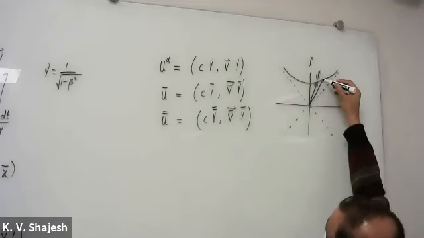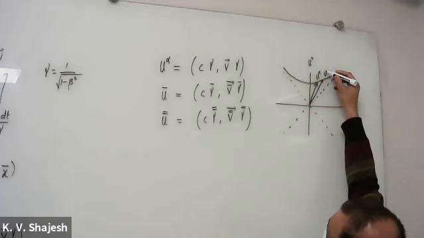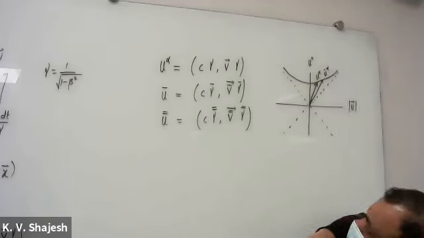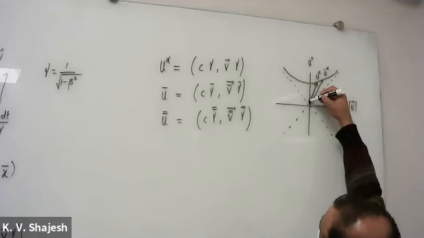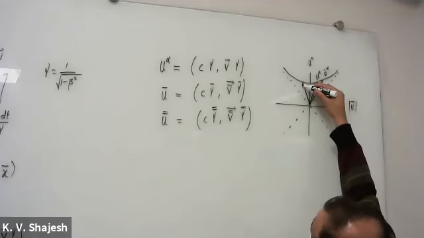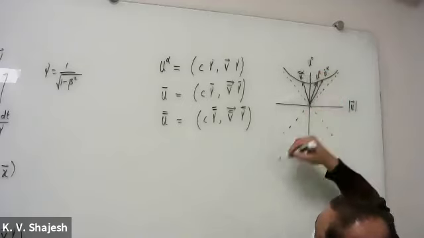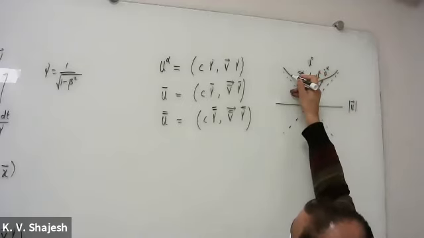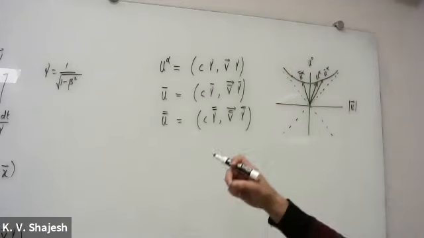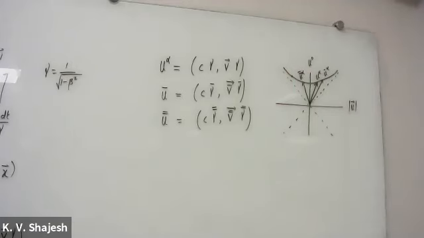And now this could be your u bar alpha. Somewhere else could be your u double bar alpha. It's another frame. And you can think of many such frames. Every frame is on that hyperbola. Is that clear?